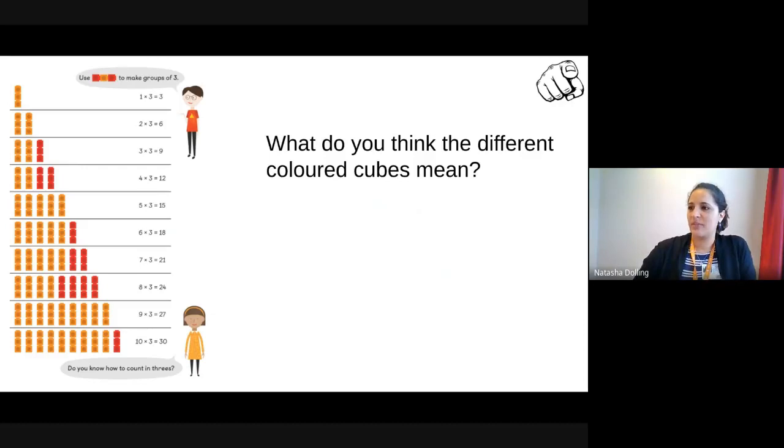So we've got someone saying they've got different values. So do you mean that the orange cubes have a different value to the red cubes? Okay. What does anyone else think? Why do you think we've got orange cubes and red cubes?